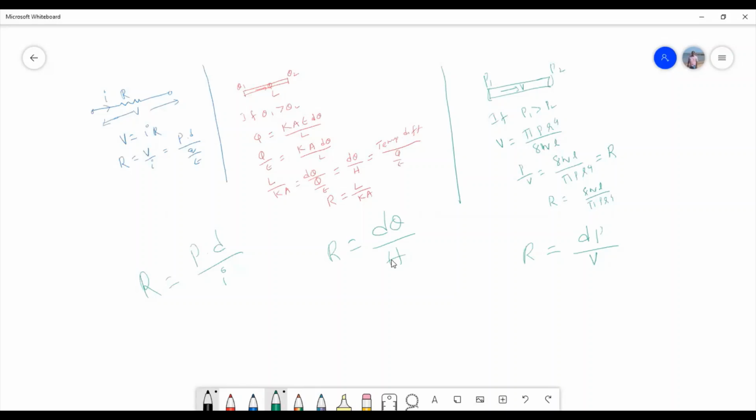So if you look at these three expressions for thermal resistance and the comparison between electrical, fluid and all these resistances. Thank you. Thanks for listening.